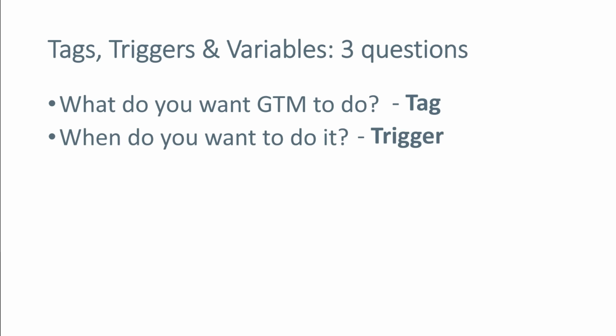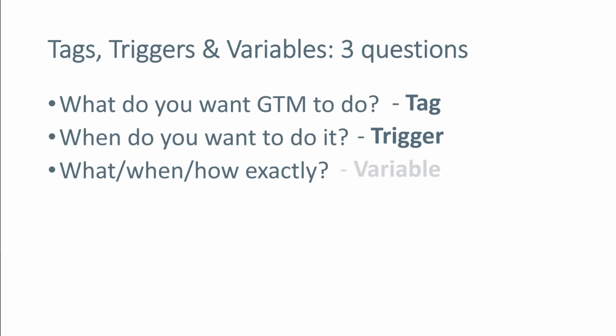And the third set of questions is what, when, or how exactly. And that's where variables are needed, because when you say that you want to fire a tag on the order confirmation page, you need to be more specific. How can you specify the thank you page? Well, with the page URL. So if page URL contains, let's say, thank you for purchasing, the page URL in this case is a variable. Let me show you an example.